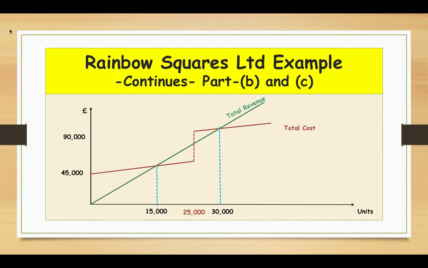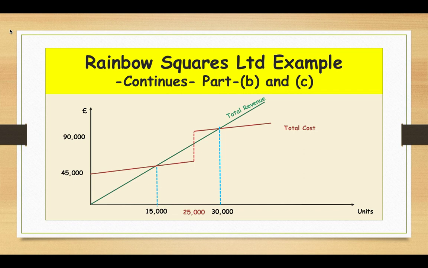Now we'll look at our red or brown line, that's the total cost line. So can you see from the graph, up to 25,000 units, the fixed cost is £45,000. And when the production increases beyond 25,000 units, the fixed cost is increased to £90,000. Okay. Now, as I mentioned before, when there is a change in fixed cost, there will be a change in the break-even point as well.